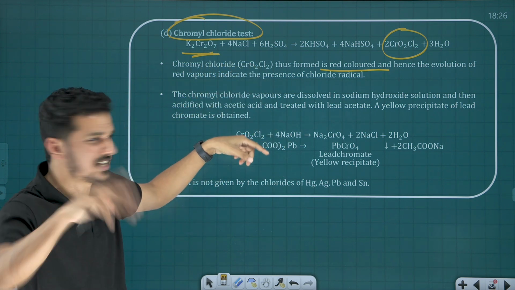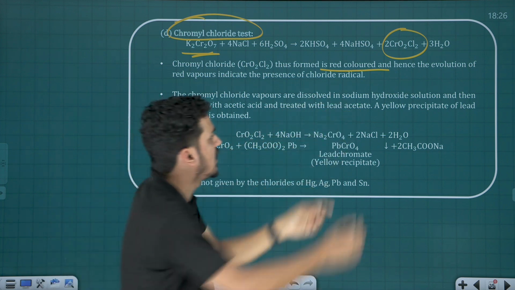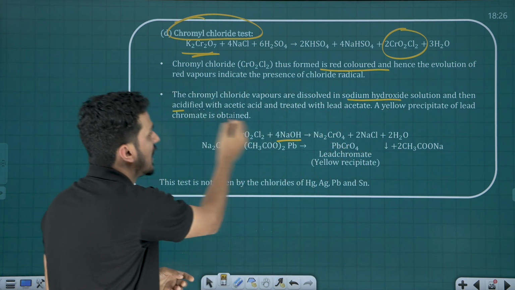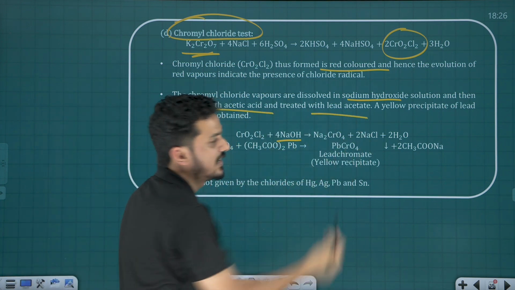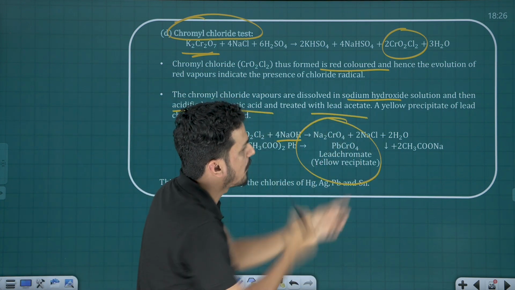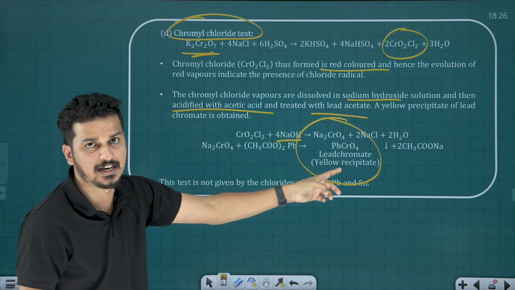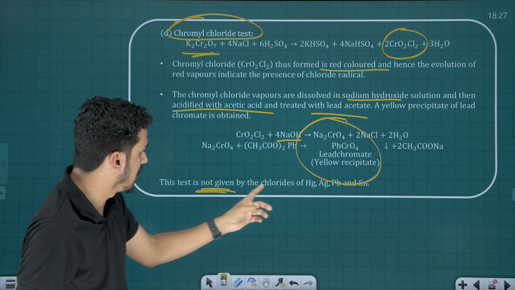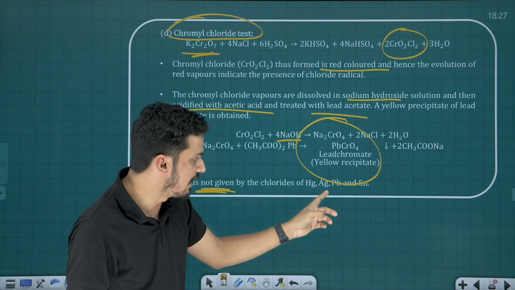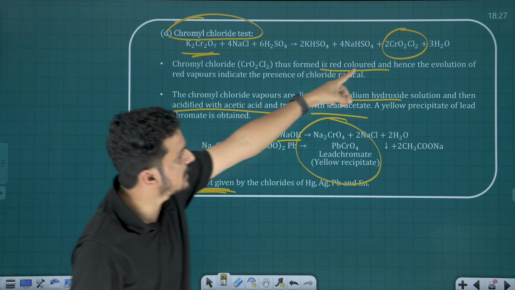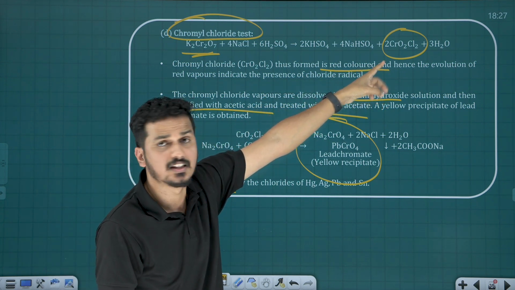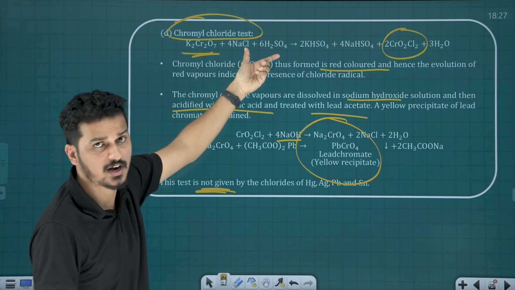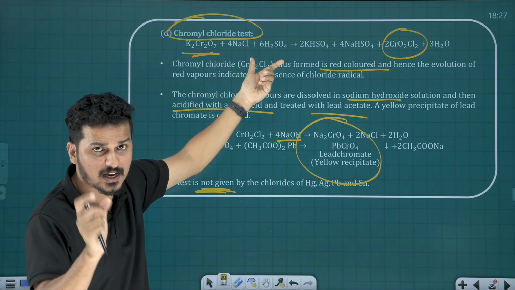Then these chromyl chloride vapors are dissolved in sodium hydroxide solution, then acidified with acetic acid and treated with lead acetate. A yellow precipitate of lead chromate is obtained. This test is not given by chlorides of mercury, silver, lead and tin. Anyhow, remember that reaction, how chromyl chloride forms when potassium dichromate is treated with sodium chloride, table salt, and H2SO4, sulfuric acid.